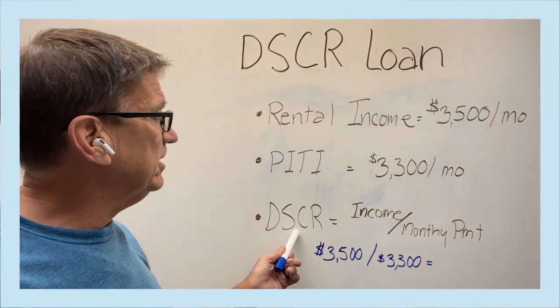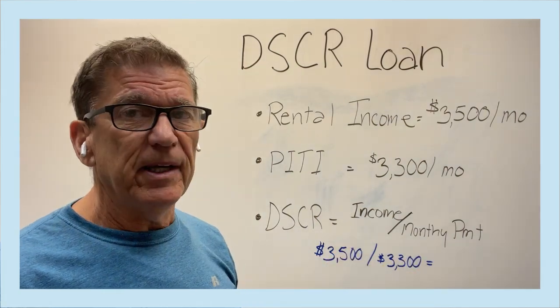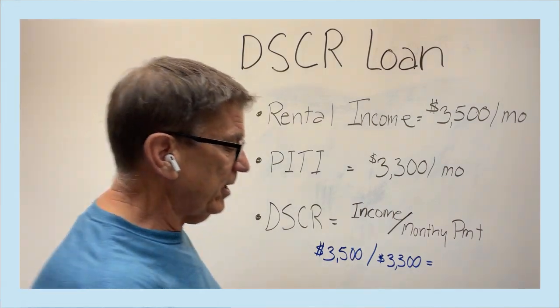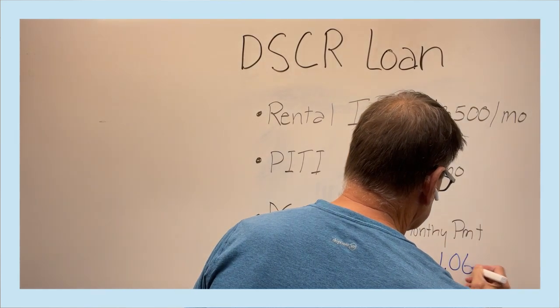And then the calculation is very simple. We're going to divide the income by the monthly payment. In this particular case, the income is $3,500 divided by $3,300 equals a debt service coverage ratio of 1.06.